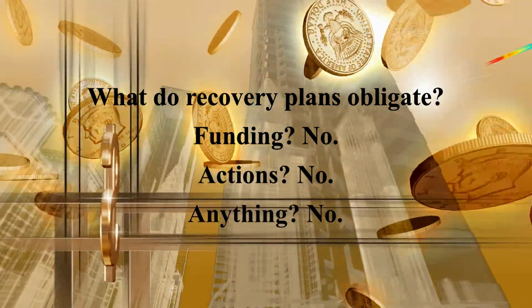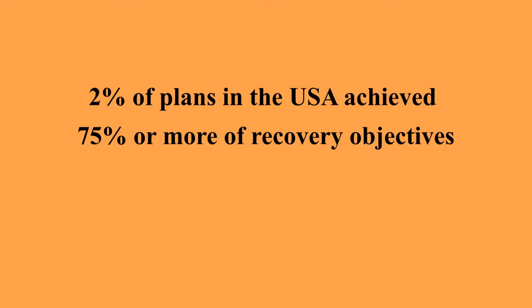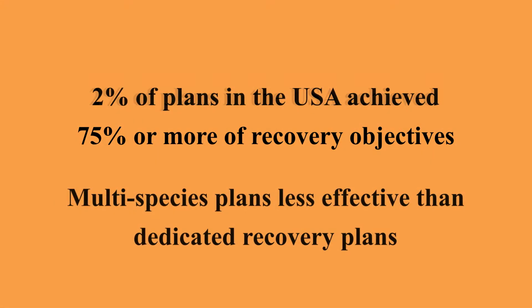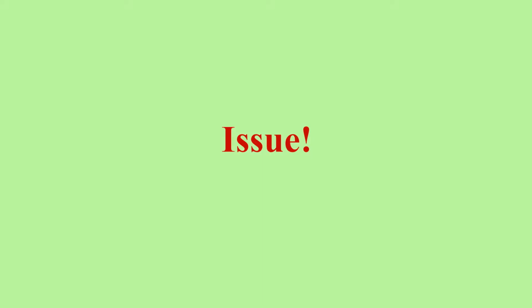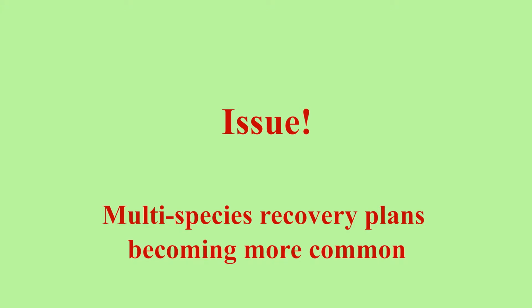They are often underfunded, and a study found that only 2% of plans in the US had achieved over 75% of their recovery objectives. Taylor et al. also found that multi-species recovery plans are less effective than dedicated single-species plans in general. This is an issue, as multi-species recovery plans have become more and more common since the early 2000s.